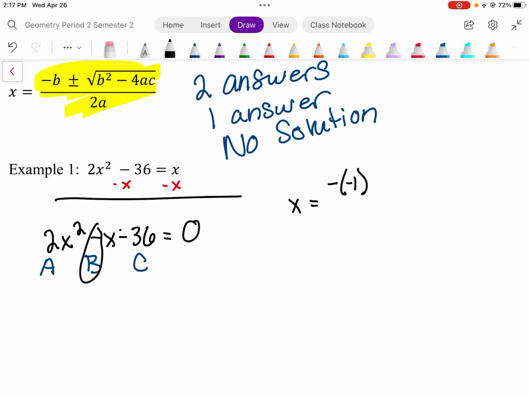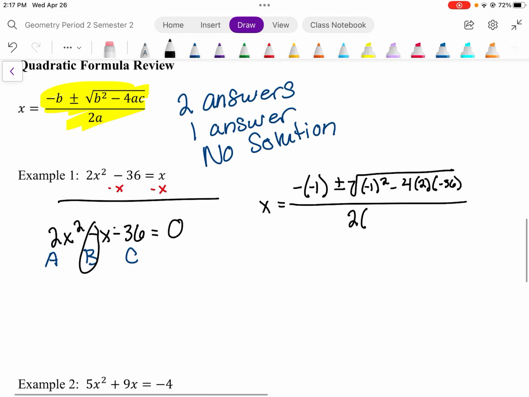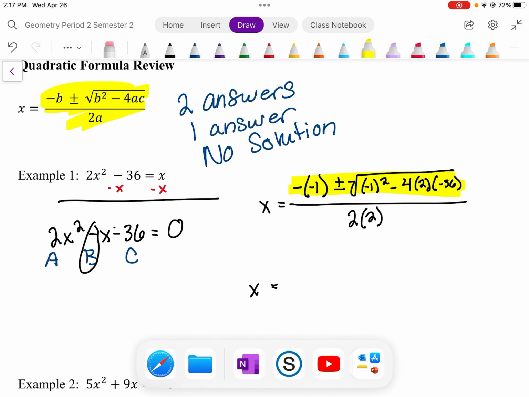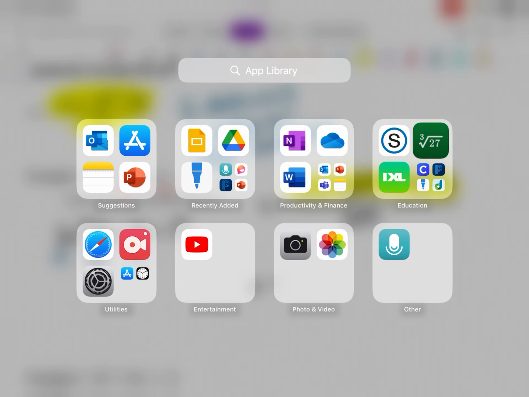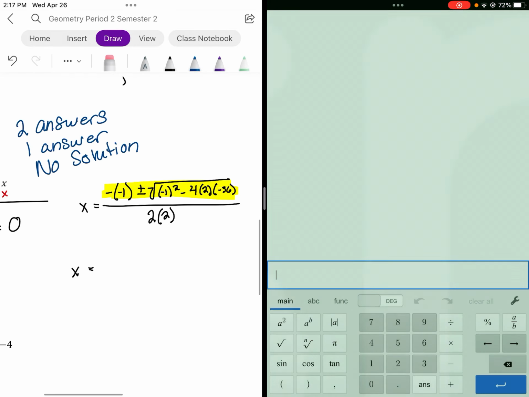So we're going to have -1 plus or minus the square root of -1 squared minus 4 times our a value of 2 times our c value of -36. And then this is all going to go over our 2a value, or 2 times 2. Now, if you were typing this into your calculator, you either need to put parentheses around the top or do the steps separately so that you end up with the correct answer for the quadratic formula.